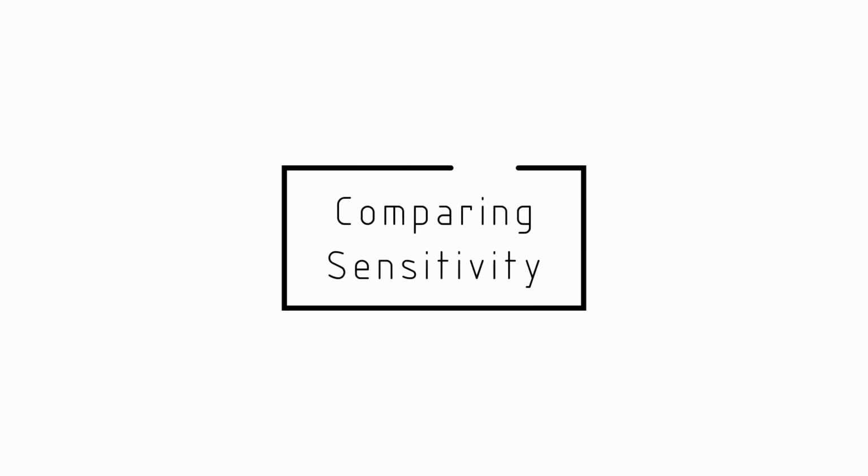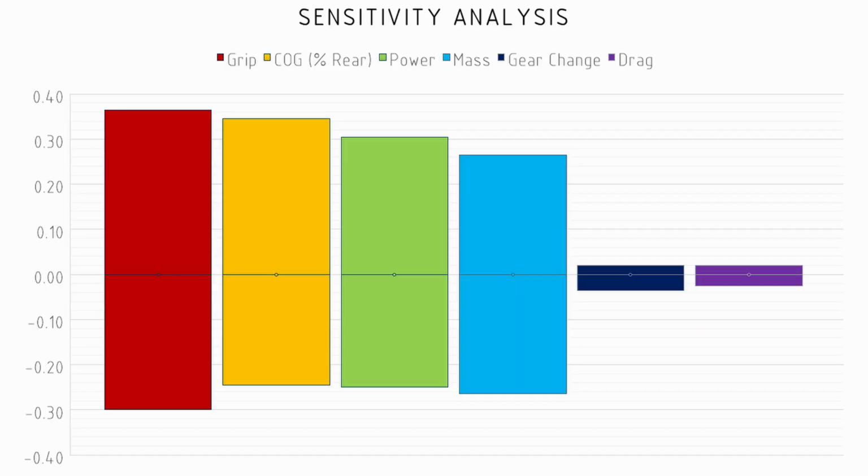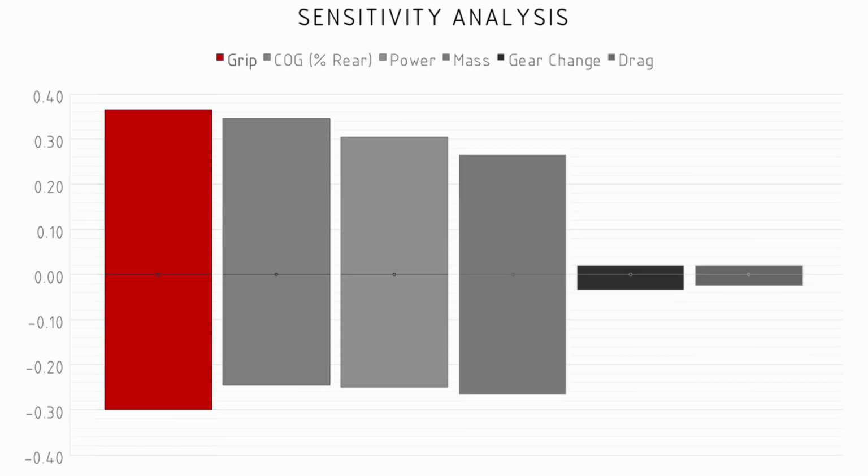Now, another way that we might want to look at this is to see all of these parameters on one chart. And we could do a sensitivity analysis here where we look at plus or minus 10% on each of these values. And here I've ordered them in order of importance. So the most important one for producing time is grip, then the center of gravity location, then the power, then the mass of the vehicle. And we'll notice that the gear change and the drag are so much smaller influences on the overall 0 to 100 time.